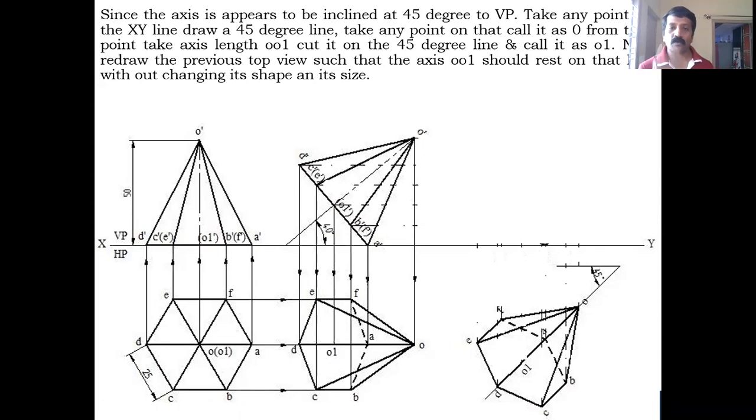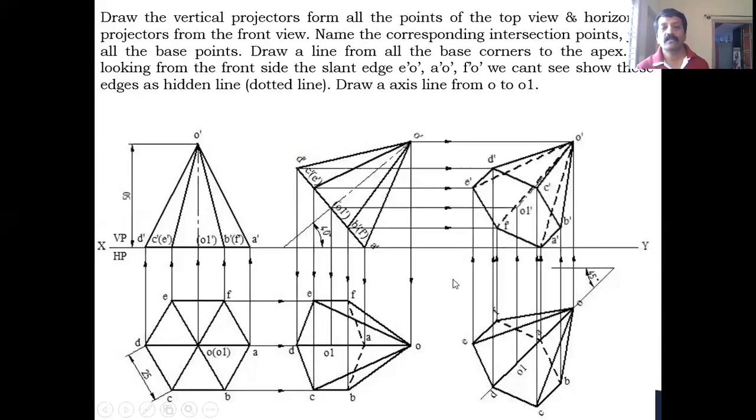Or else you can use your own arc method or any method you can use to redraw this. So after getting all the points without changing anything, you draw the visible edges as well as the hidden edges also. So after this, to get the front view, draw the vertical projector line from all the points. So like this. Draw the horizontal projectors also from the previous front view like this. Now coincide the points.